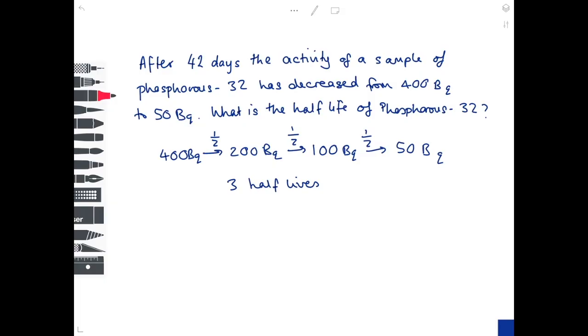And what was our time frame? Well, 3 half-lives must have occurred in 42 days. So then it's the simple expedient of doing 42 divided by 3 to work out how long each half-life took. And that answer is therefore 14 days.